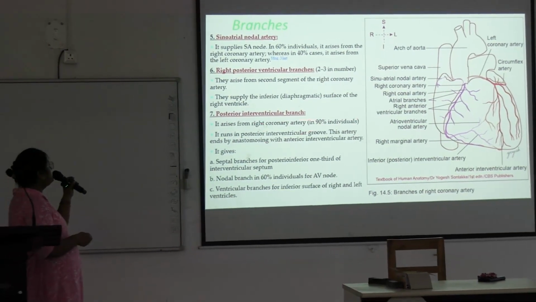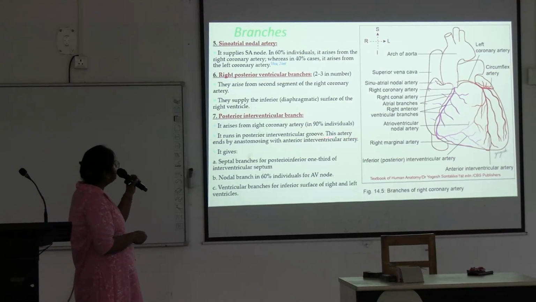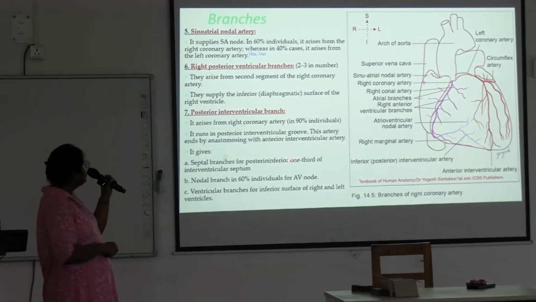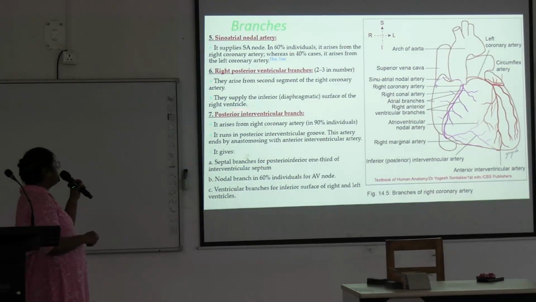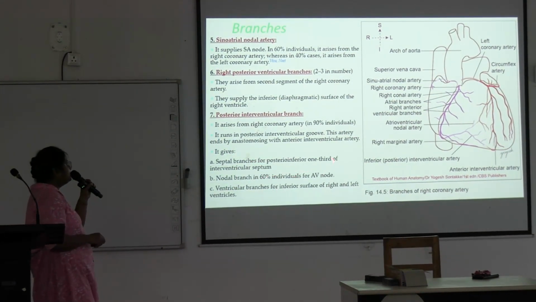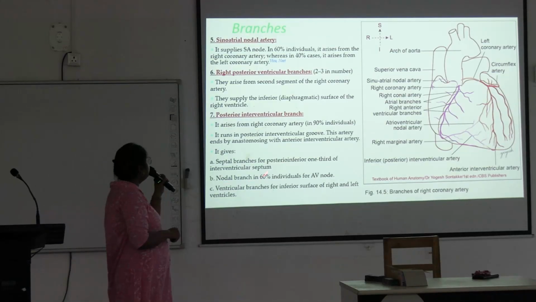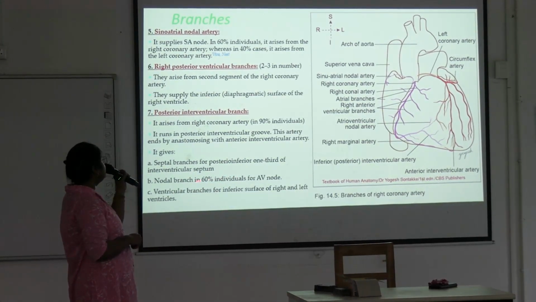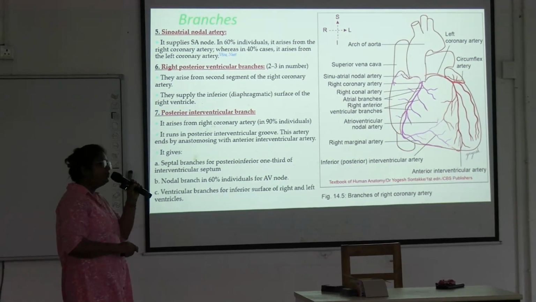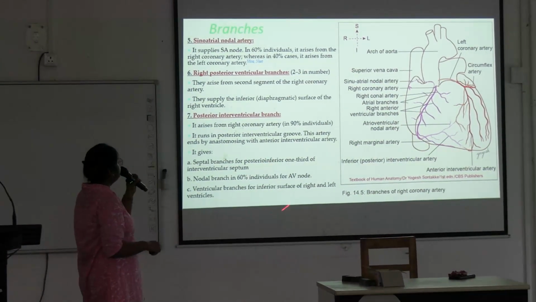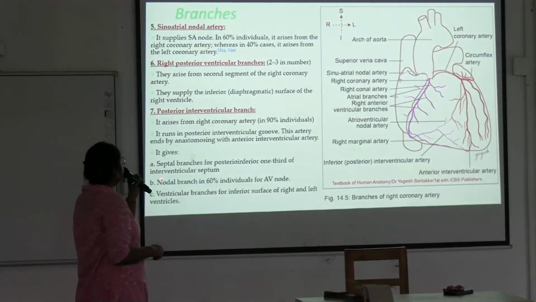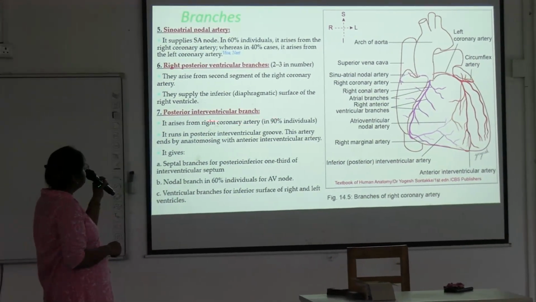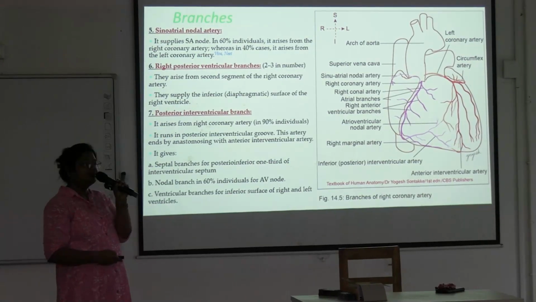We will discuss that. So this posterior interventricular artery is very important. It runs in the posterior interventricular groove, and this artery ends by anastomosing with the anterior interventricular artery, and it gives these branches: septal branches for the posterior inferior 1/3 of the interventricular septum, nodal branch in 60% of individuals for the AV node, and ventricular branches for the inferior surface of the right and left ventricles. So these are the branches from the posterior interventricular branch.